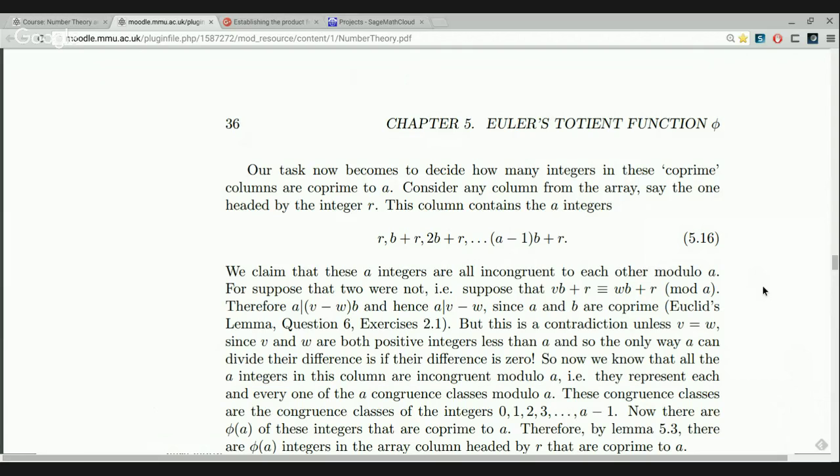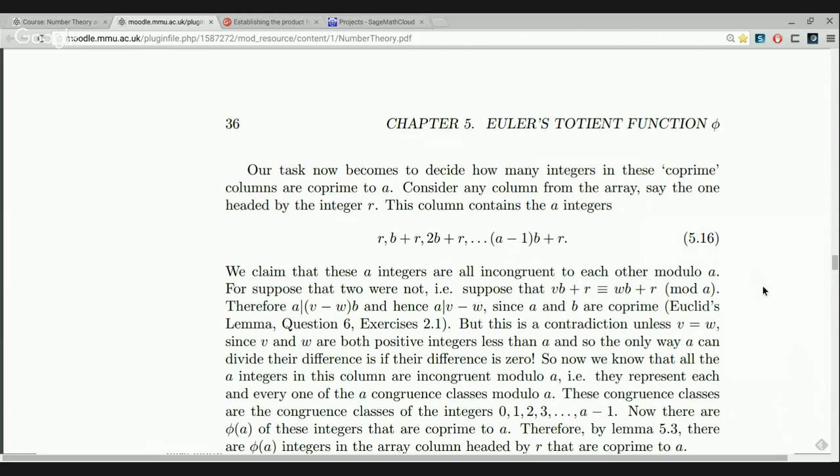Suppose that two of these were not distinct modulo a. So suppose we had vb plus r and wb plus r. All of these numbers are something times b plus r. Suppose you had two of them that were congruent to each other modulo a. Could that happen? Well, by definition of congruence, that means a divides the difference between them. And the difference between these two numbers is (v minus w) times b. One of these numbers minus the other one, the r's cancel out. So you've just got b times the difference between v and w.